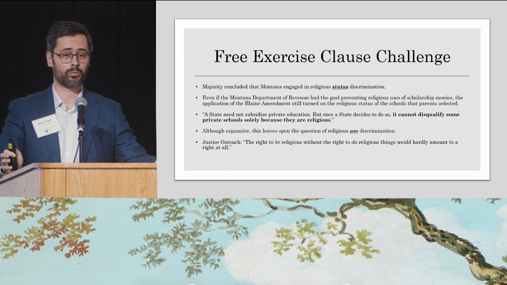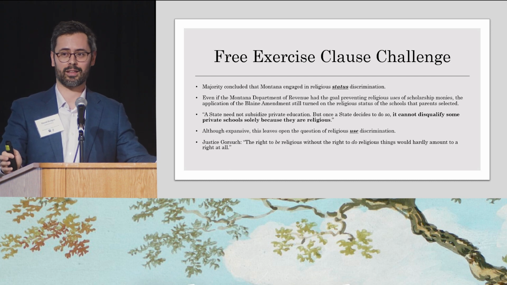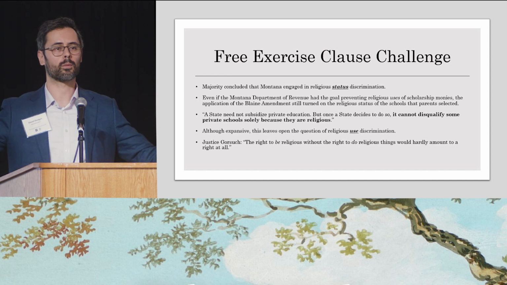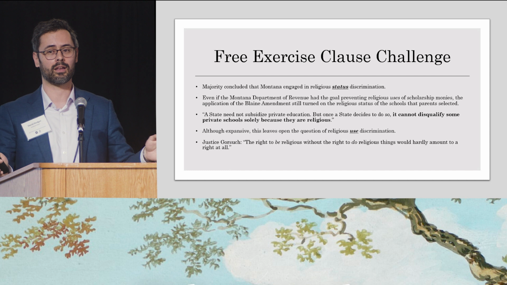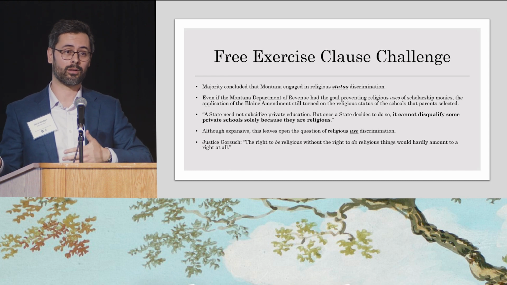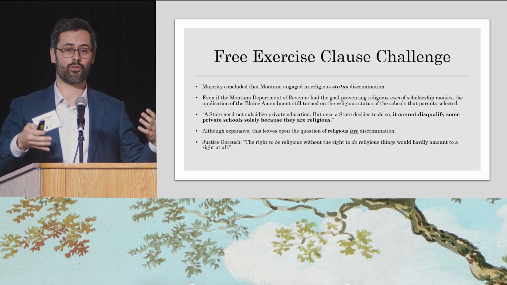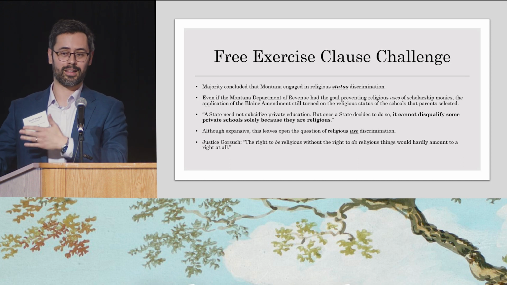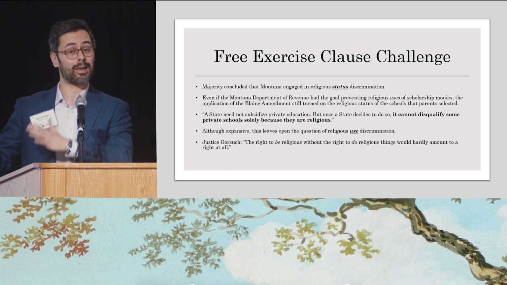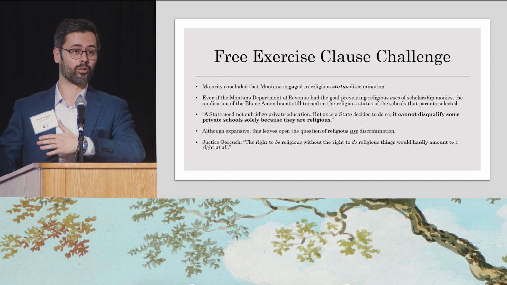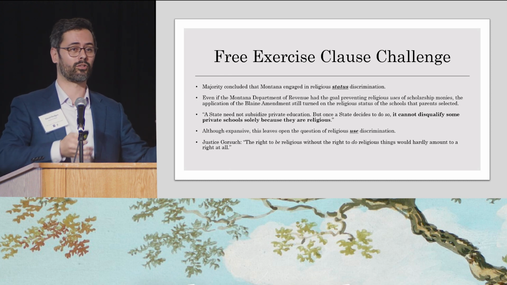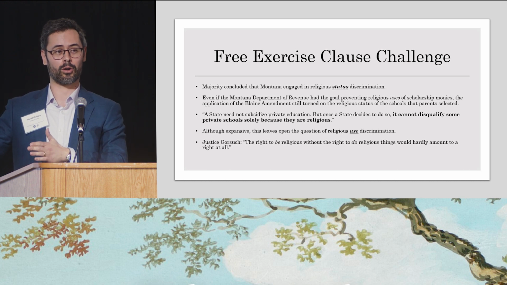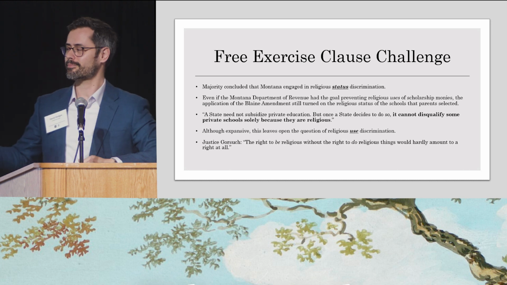But Justice Gorsuch pointed this out in the case, saying: this religious status, religious use discrimination, what are we talking about here? The right to not be discriminated against based on being religious is meaningless if you can be discriminated against for doing religious things. In other words, let's say you can't be discriminated against because you want to attend a Catholic school or because you are Catholic, but you can be discriminated against once you start doing all those kinds of Catholic things.